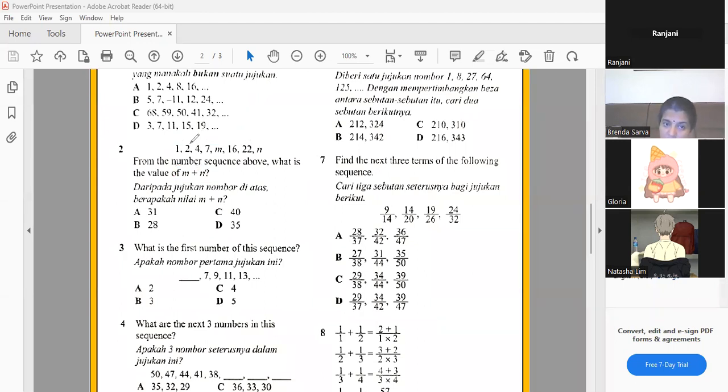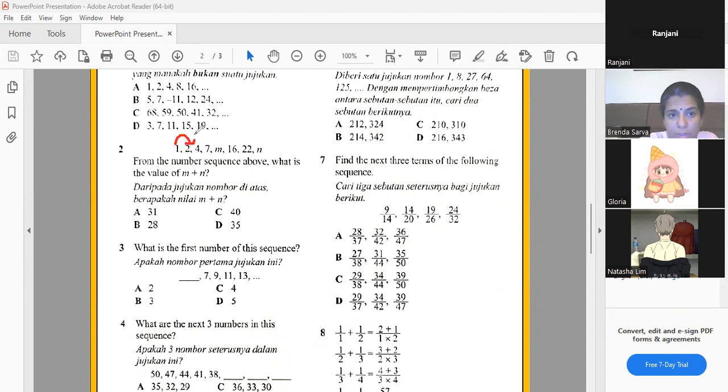1 becomes 2, becomes 4, becomes 7. What's happening here? What is the sequence here? It's not a constant number. Okay, Gloria has given me her answer. I'll give you some time. Please think about it, the rest. Okay, a few seconds.